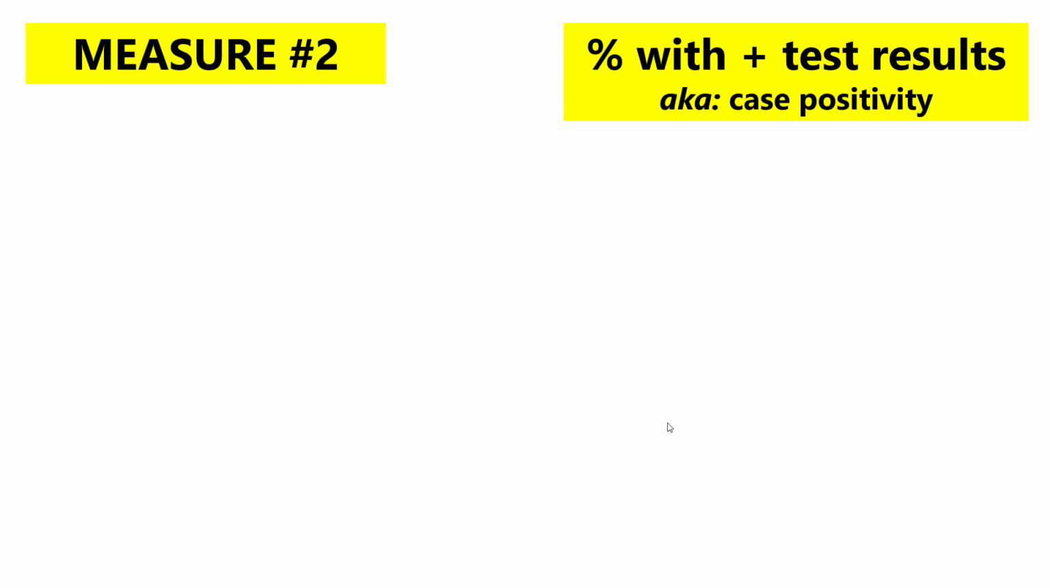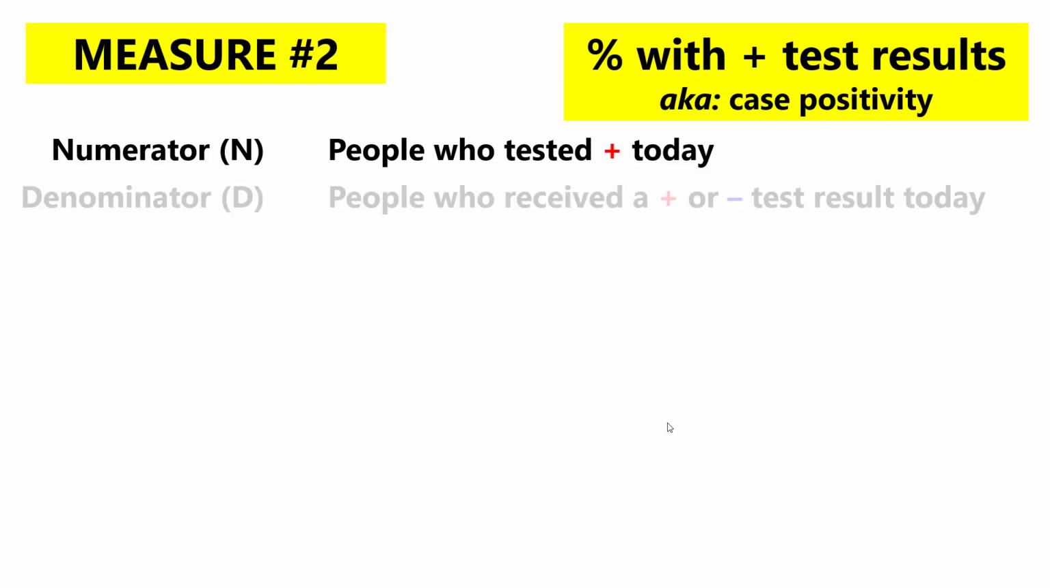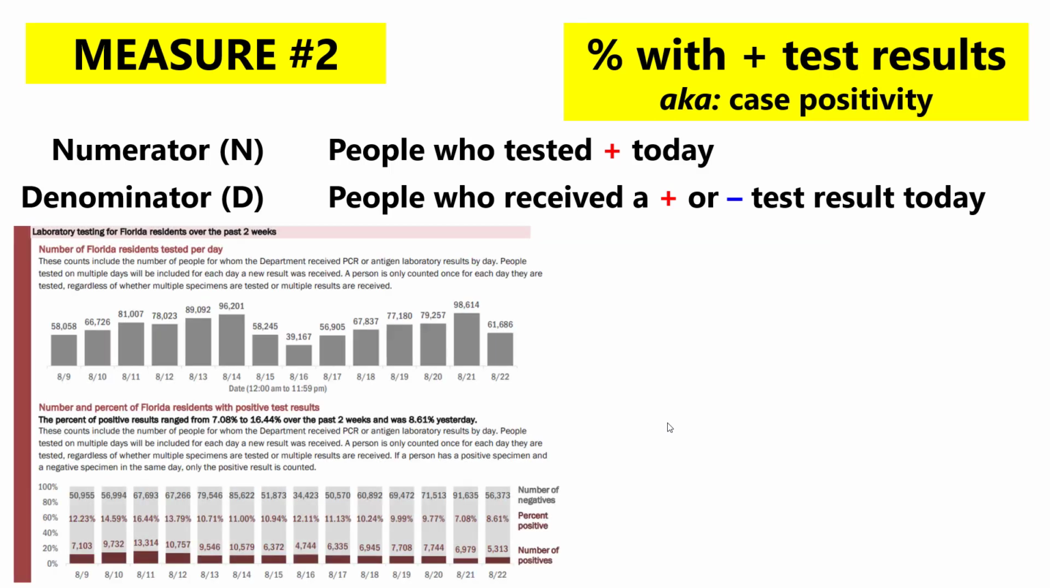Okay. Measure number 2 is one of the 2 measures that is reported daily by the Florida Department of Health, and that is the percent with positive test results. This is how they refer to this measure. I refer to it as the case positivity. The numerator is the people who tested positive today. The denominator is people who received a positive or negative test result today.